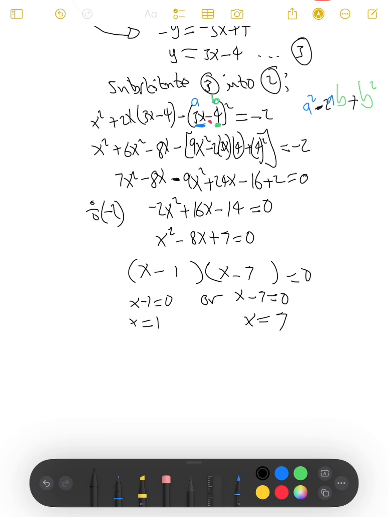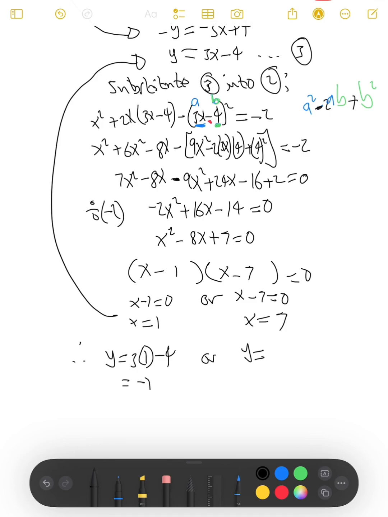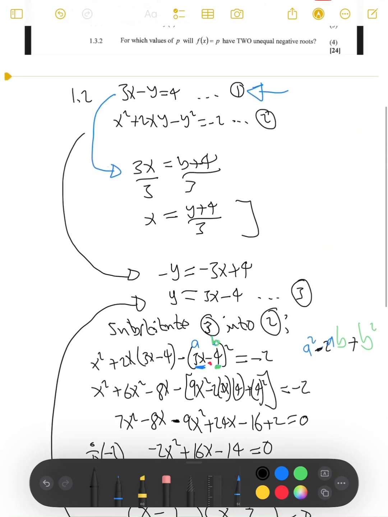Let's substitute back into equation 3, which is this one right here. Therefore y equals 3 in bracket 1 minus 4, which gives us negative 1, or y equals 3 in bracket 7 minus 4, which gives us 17. Okay, so we're done with the first question.